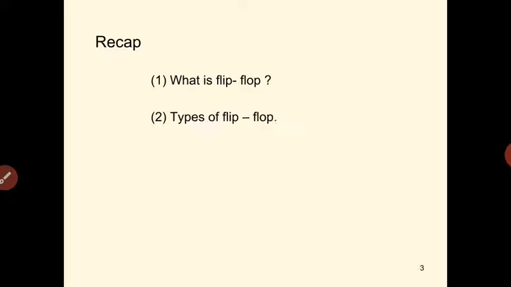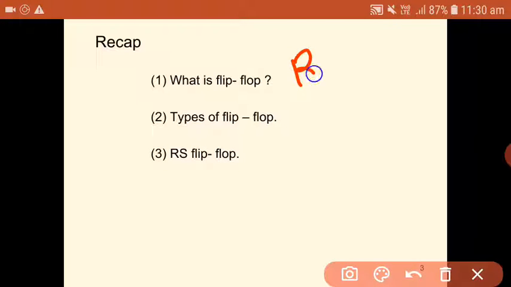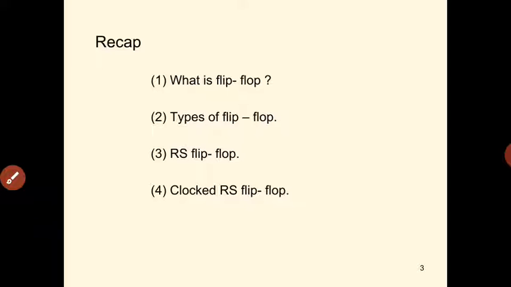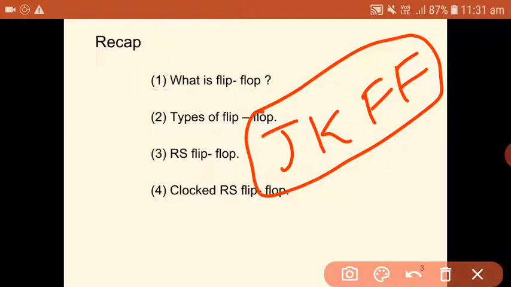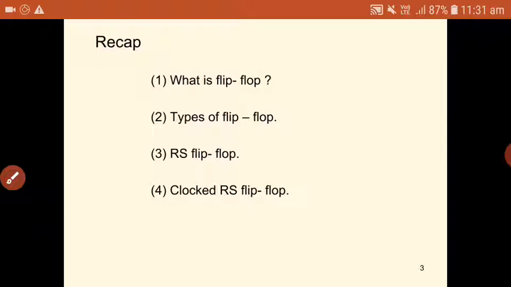Okay. In the previous lectures, we have seen what is a flip flop. Flip flop is a 1-bit storage element. What are the types of flip flops? RS flip flop, JK flip flop, delay flip flop, and toggle flip flop. So these are the different types of flip flops we have seen, and in the previous lectures we have seen RS flip flop, clocked RS flip flop, and also JK flip flop. In today's lecture, we will mainly concentrate on discussing the master slave JK flip flop.